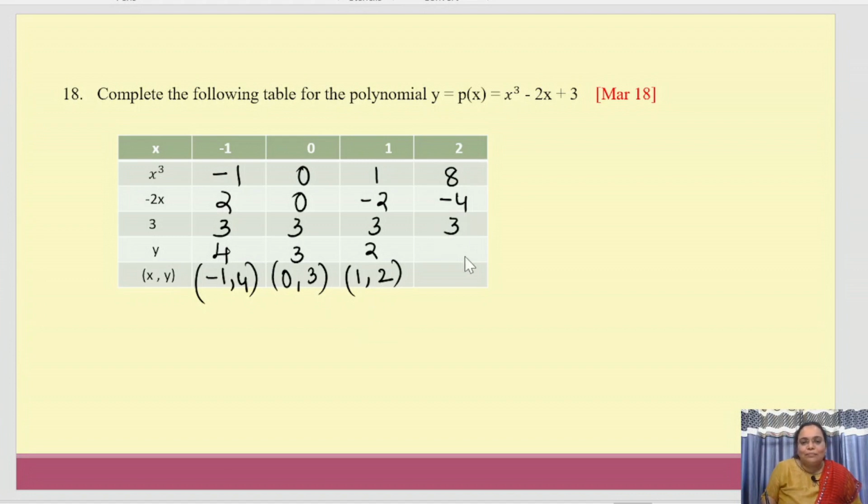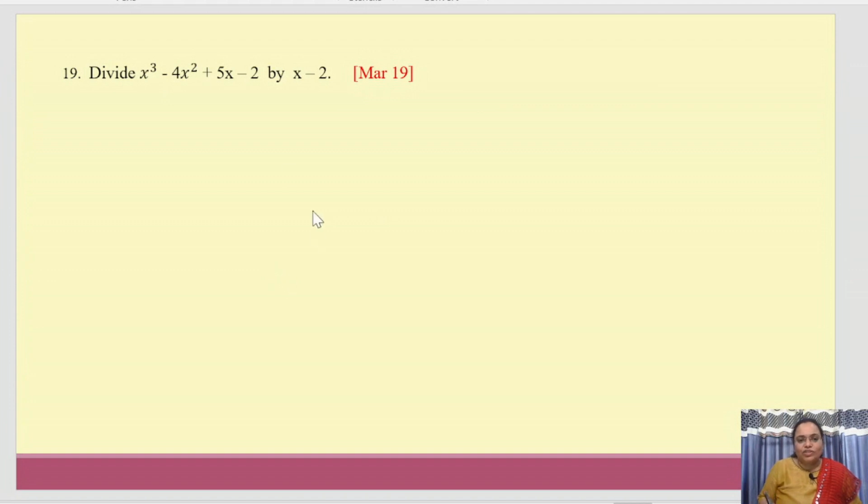So if you add them, you will get 7. So the coordinates are 2, 7. Okay, clear? So let us see the next question.